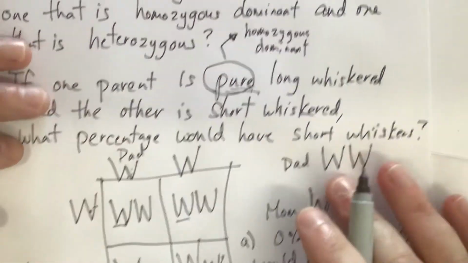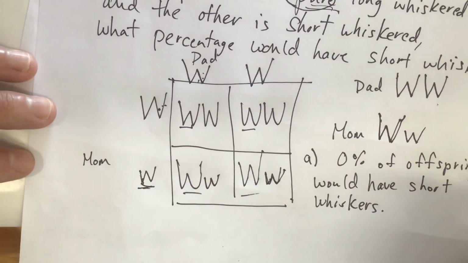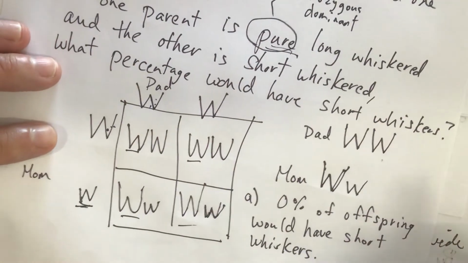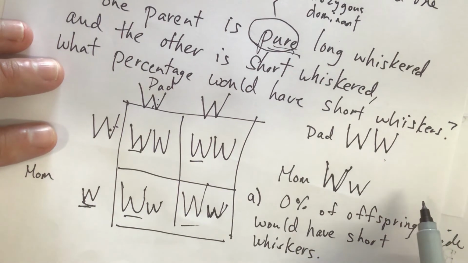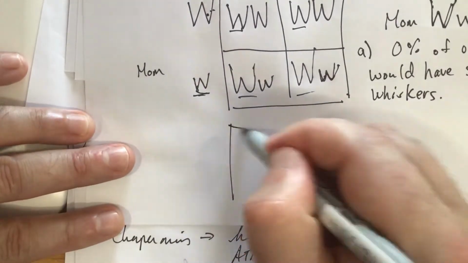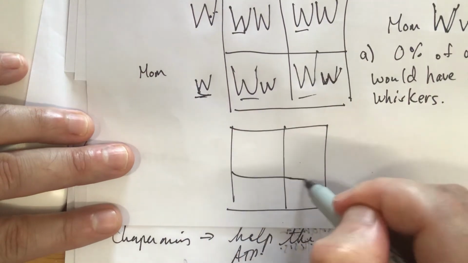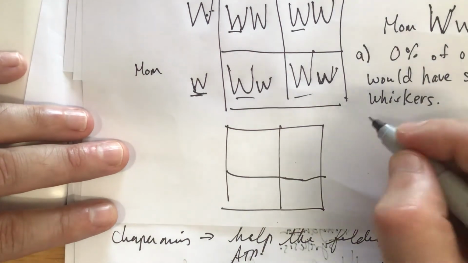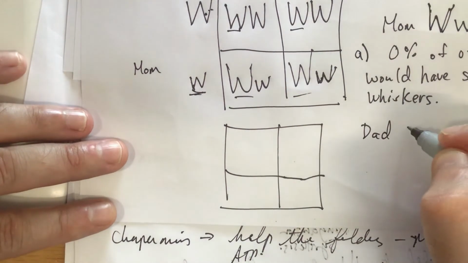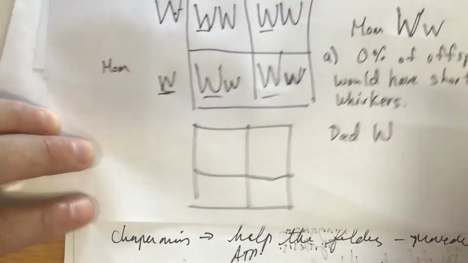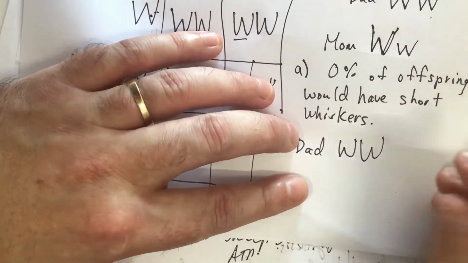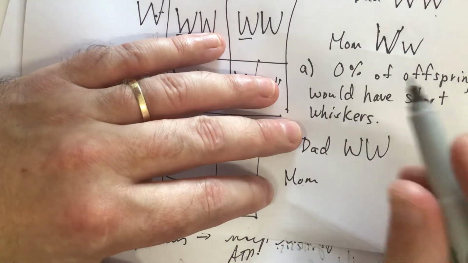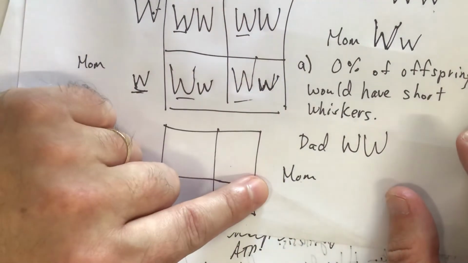Okay, homozygous dominant. So one is homozygous dominant for long whiskers, so that's going to be like this with 2 capital W's, and the other one is short whiskered. So hopefully you know what the genetics has to be. We'll draw another Punnett square. We want to know the percentage of short whiskers. So again, we'll say maybe dad is this kind of pure homozygous dominant. So capital W, and then mom is a short whiskered seal.